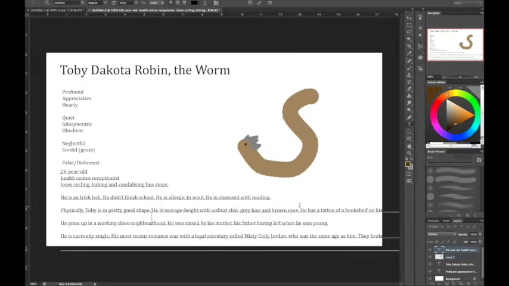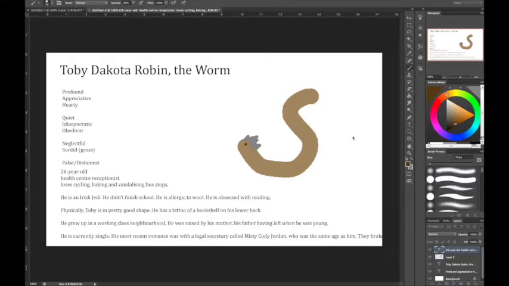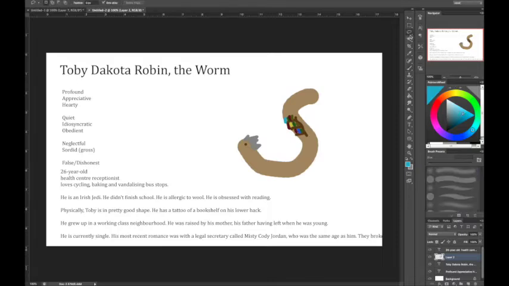I'm not looking up the average height of a bookworm because I don't care enough. He has a tattoo of a bookshelf on his lower back. That I'm going to leave there because you're probably not going to be able to tell what this is. Okay, so here's his tattoo. There it is. Alright. He grew up in a working class neighborhood, raised by his mother, his father having left when he was young. Oh, that's tragic.